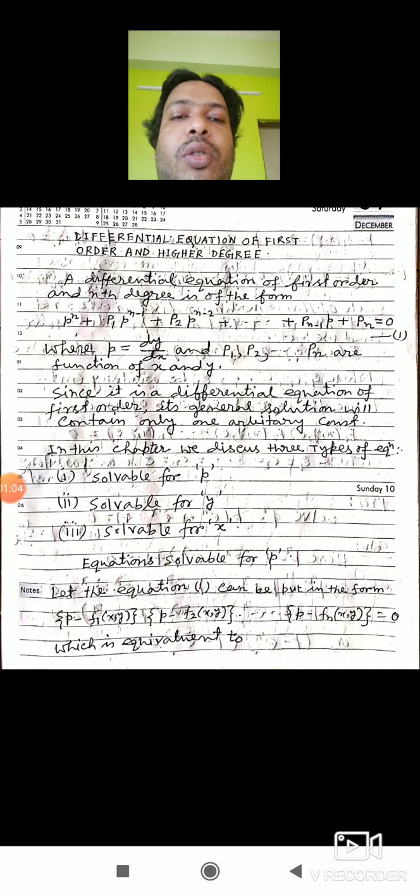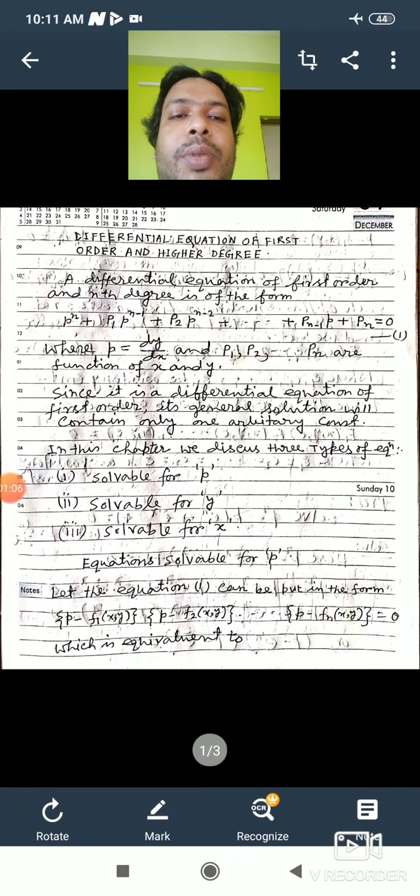In this chapter, we discuss three types of equation. Number 1, solvable for p. Number 2, solvable for y. Number 3, solvable for x. Now we discuss solvable for p.